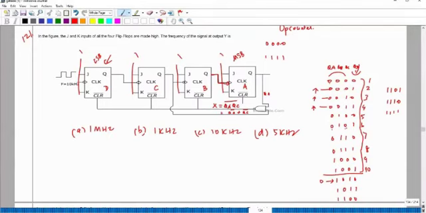So given input frequency is 10 kilohertz. We know that f out, they are asking f out. What is f out? F out is equal to f in divided by total number of states. So answer is 1 kilohertz.